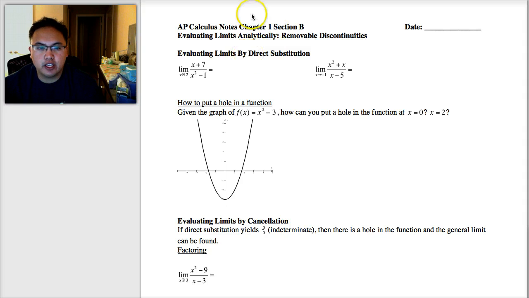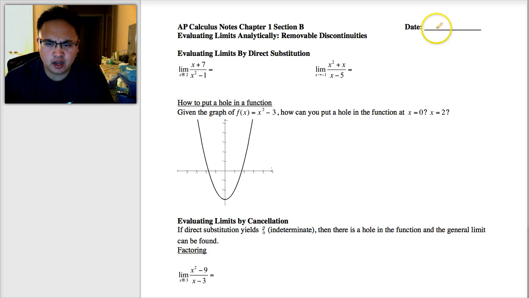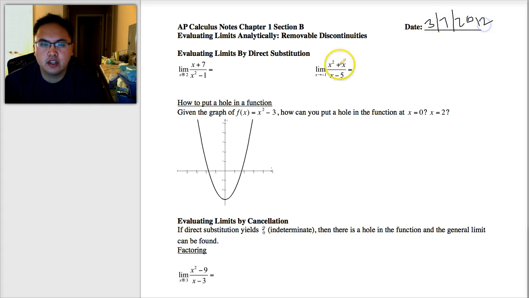Today we're going to be learning, and what I'm going to do is have you write today's date. Today's date is going to be 3/7/2012. And at the top, we're going to write different standards in this, so you're going to follow along and write this down.